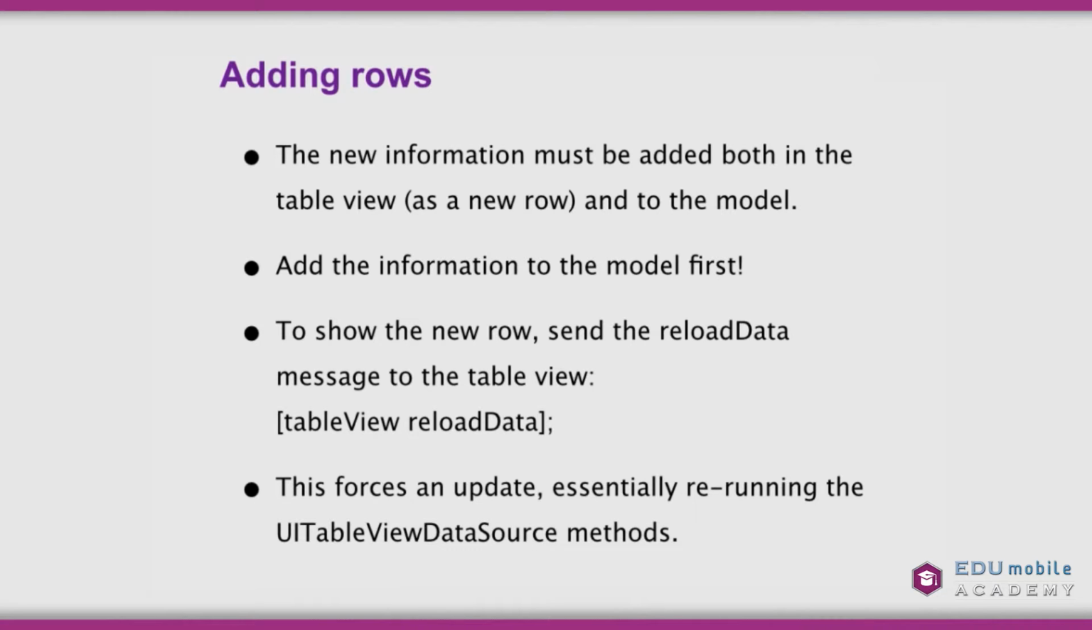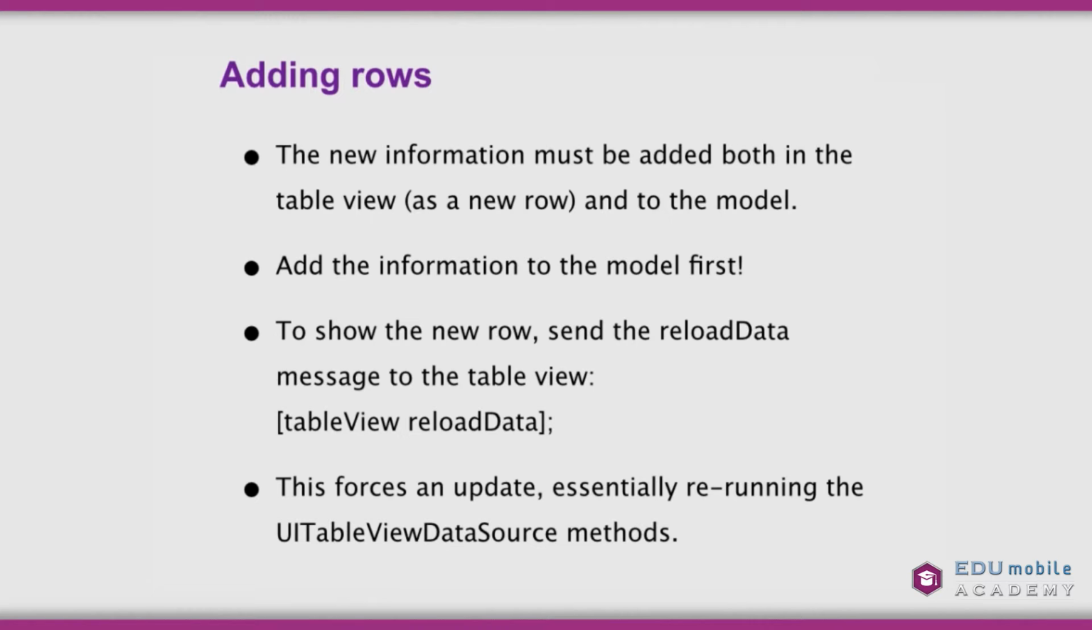So the information that we collect in this new view controller, we need to add it both to the table view as a new row and to the model. So the information needs to be added to the model first. The reason for this is that if we add it after we try to add a new row into the table view, it's very difficult to get that new row into the table view's data. But if we add it to the model first, then to show the new row, it's a very simple one-line call. It's table view reload data.